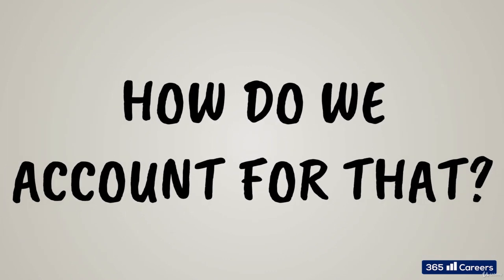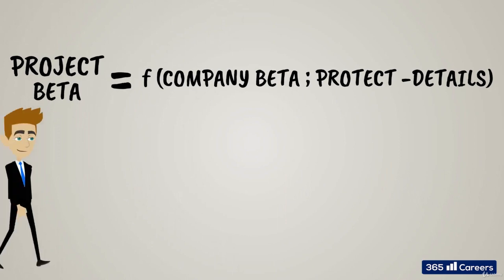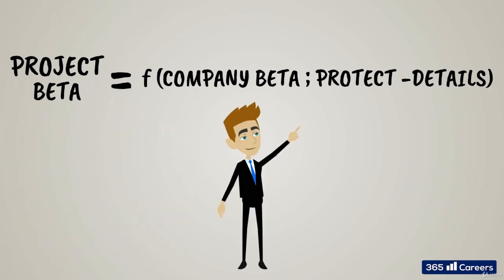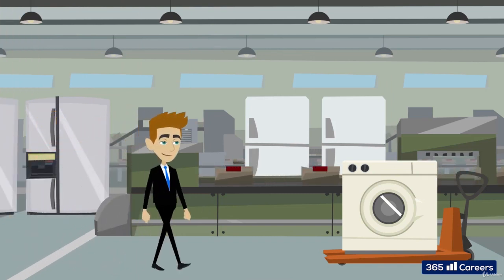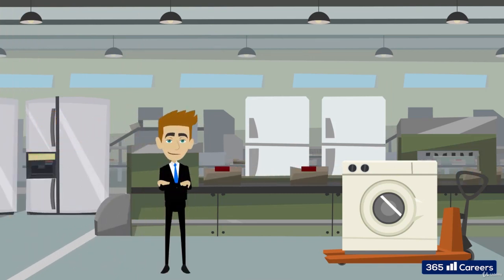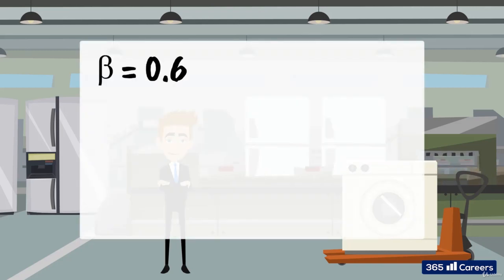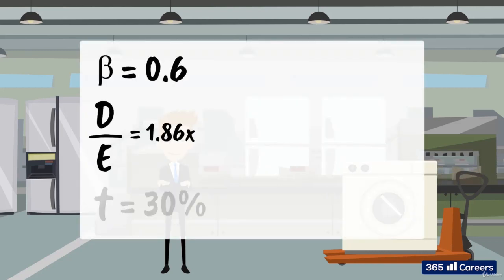Well, we must carry out a few manipulations. We must adjust the company's beta for the risk profile of the industry in which the project will be carried out, and for the amount of leverage of the project. A company called X operates exclusively in the appliances production business, has a beta of 0.6, 65% debt on its balance sheet, and a marginal tax rate of 30%.